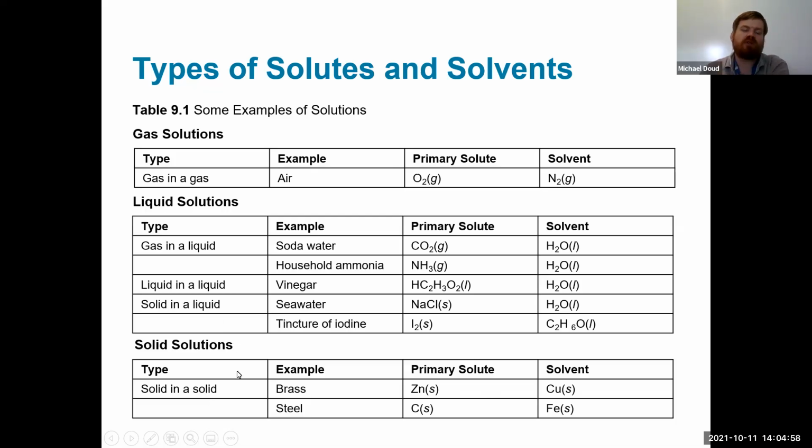And then finally, there's also solid solutions. I almost forgot about this, which are basically alloys. For example, brass is an alloy that consists of zinc dissolved in copper. So it's solid, but there's zinc particles mixed into the copper particles. And then steel is carbon dissolved in iron.